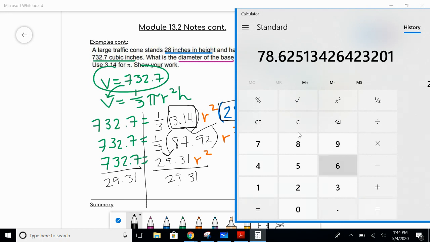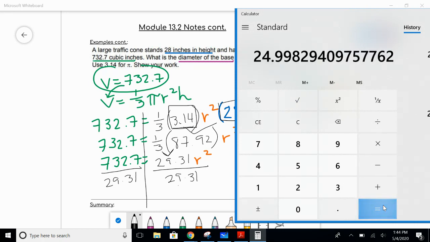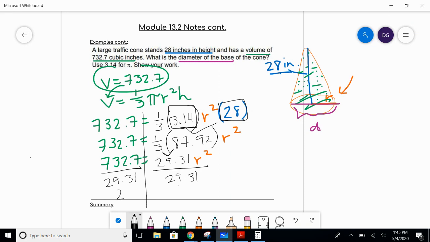Did I do that right? Hold on, let's redo that. 732.7 divided by 29.31. There we go. I think I plugged it in wrong. Sorry about that, guys. So we get about 24.998. So let's just round that to 25. So we have 25 over here is equal to, that cancels out, right? And all we are left with is r squared.